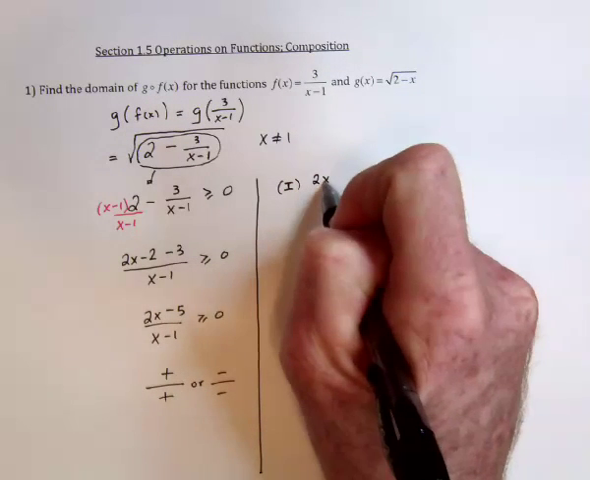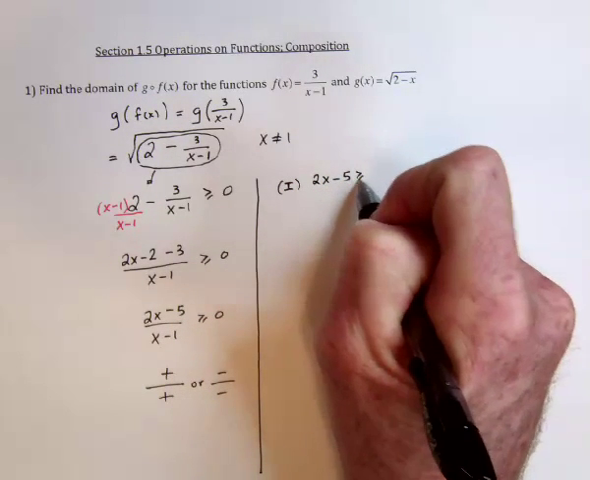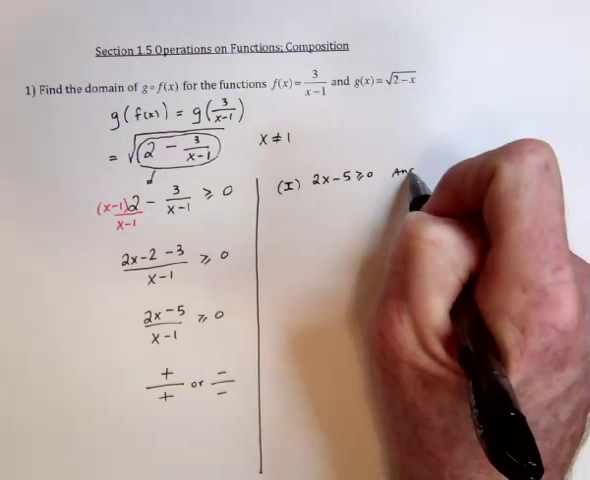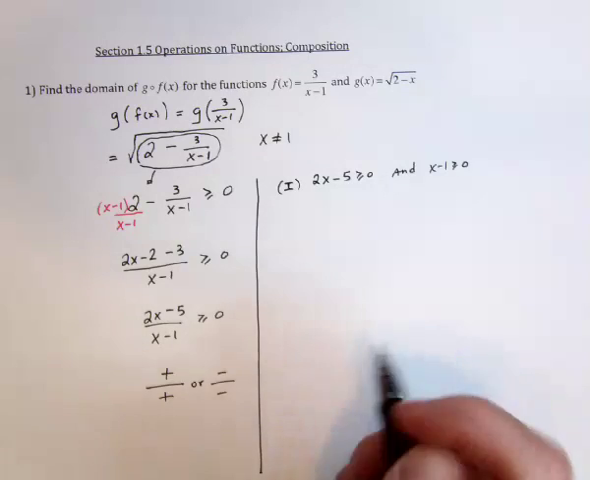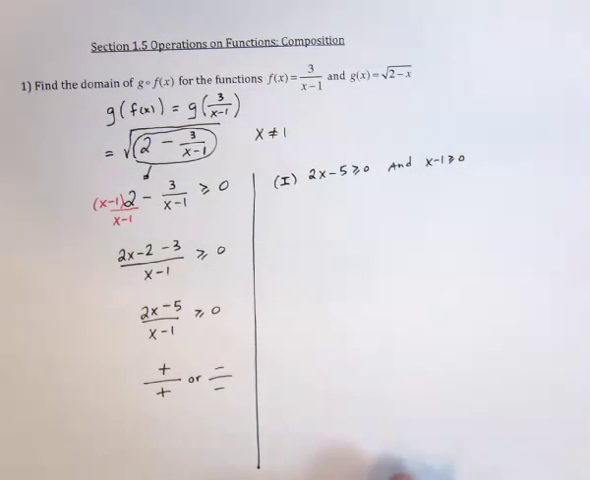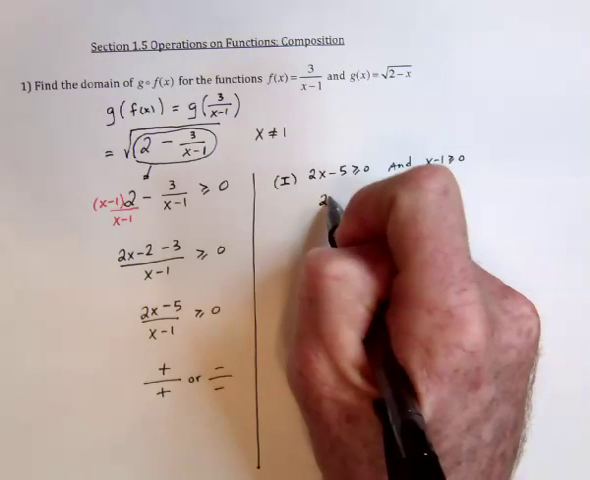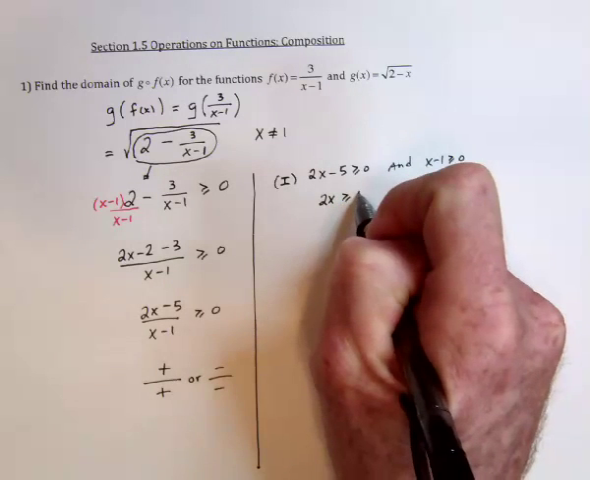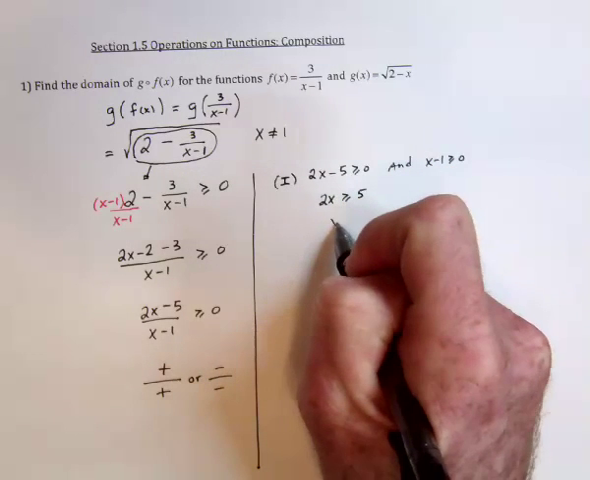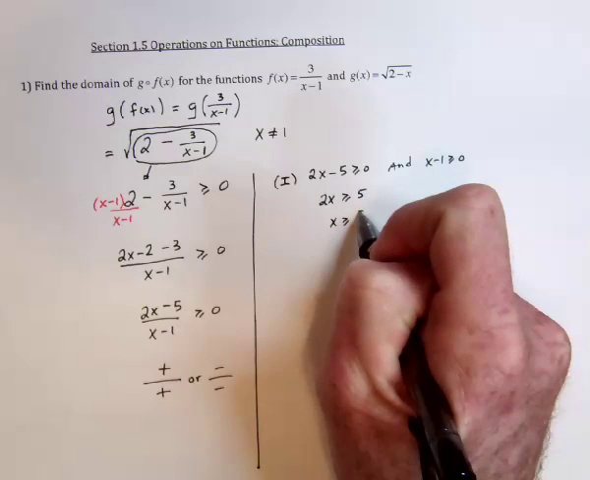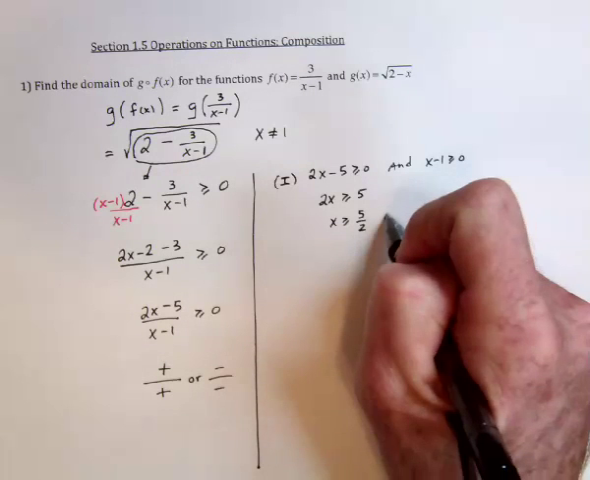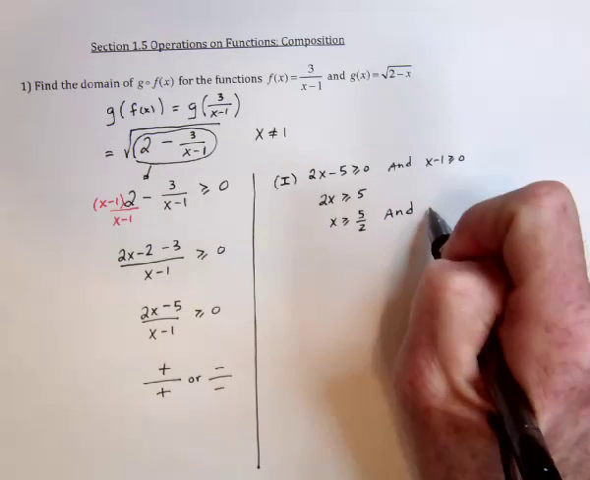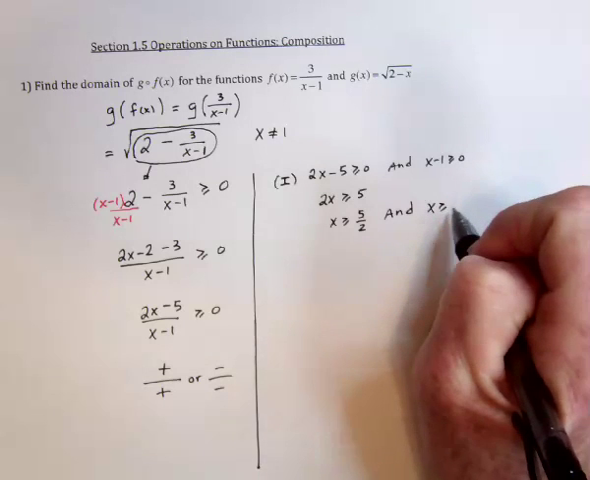the 2x minus 5 bigger than or equal to 0, and at the same time x minus 1 is bigger than or equal to 0. Solving for x over here, we would have 2x bigger than or equal to a positive 5. Divide both sides by 2, and x needs to be bigger than or equal to 2.5. As well as, according to this one, x needs to be bigger than or equal to 1.